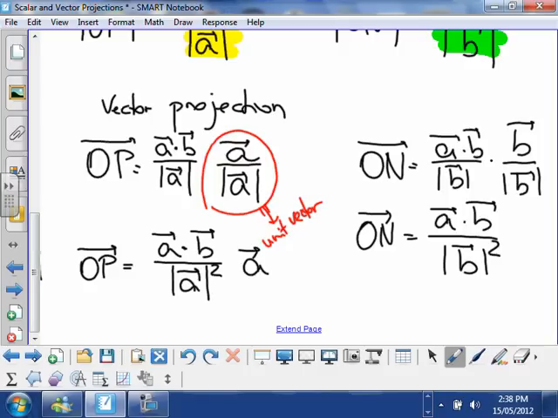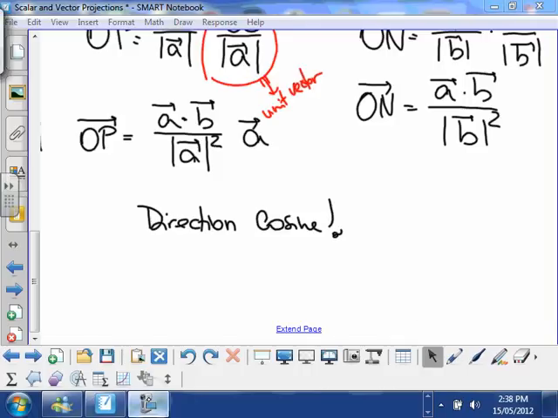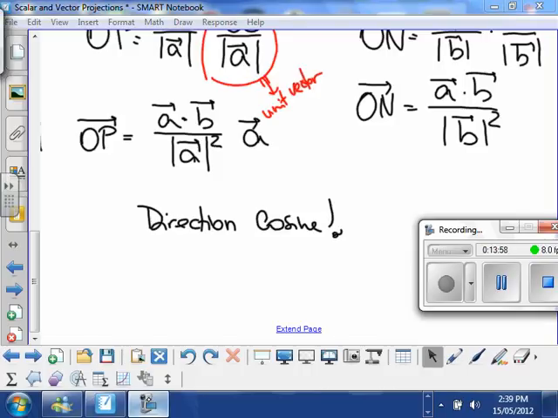Now, as an application in class, we will be talking about direction cosine. That's an important topic, and we will cover that in class. There you go.